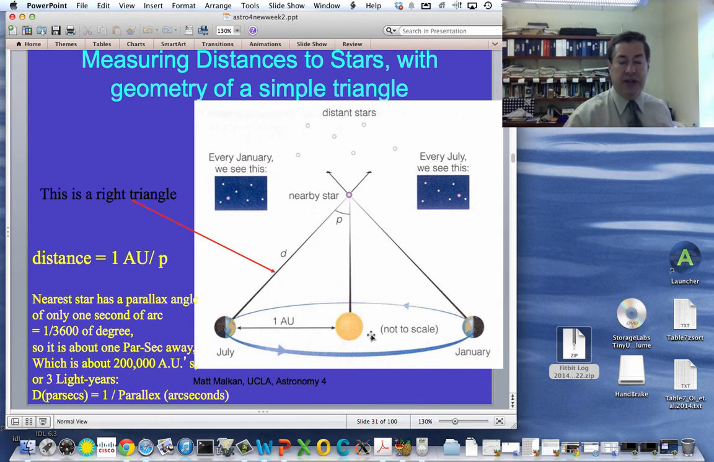This is a grossly not to scale diagram, but we'll look at it here anyway. Here is the Earth over here on one side of the sun in the summer. Here it is on the opposite side in the winter.